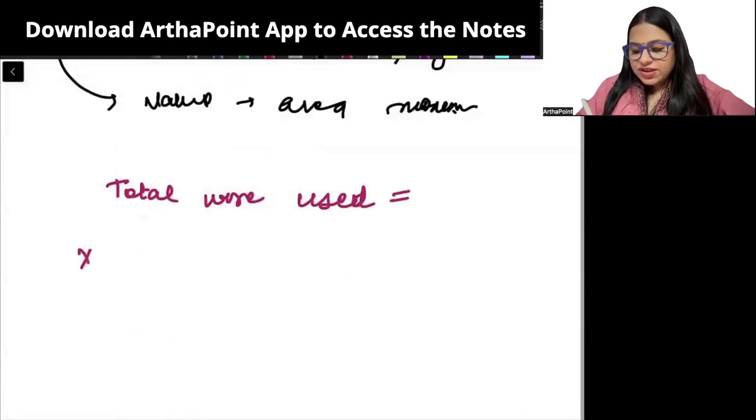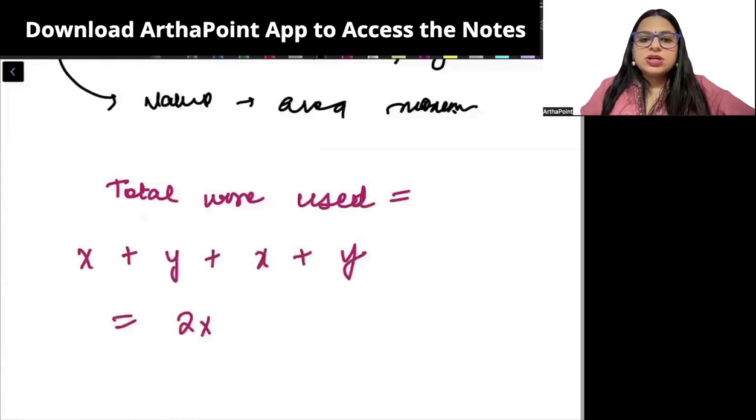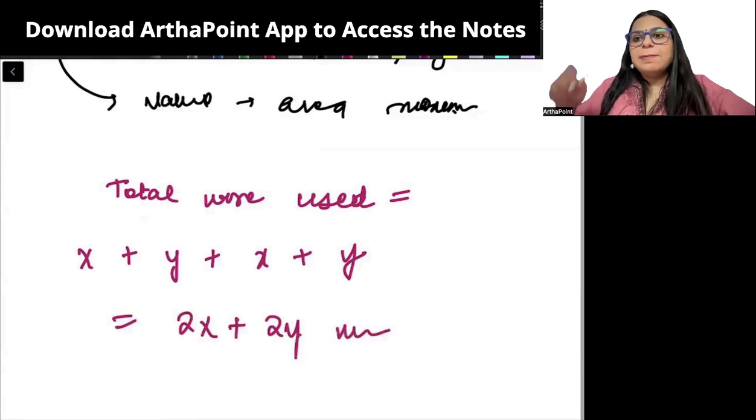Total wire used would have been x meter plus y meter plus x meter plus y meter, which is nothing but 2x plus 2y meter, माने the perimeter of the rectangle. पूरे rectangle को हमने cover किया. This is the total wire used.